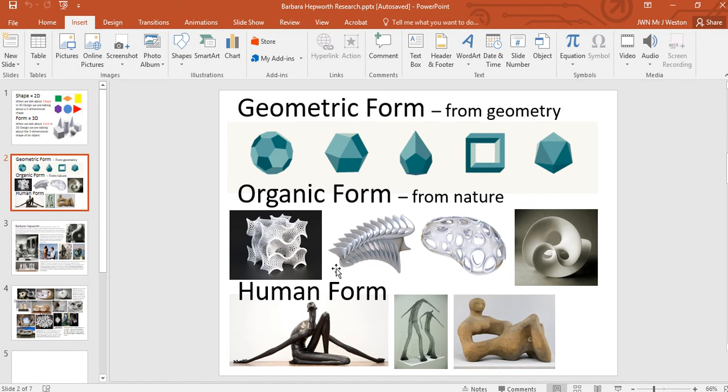And then the third common form is the human form. And obviously, you can see some sculptures here which take the human form. They're not exact replicas, they're not exact carvings of a human. They've been distorted in some way, or they are an abstract version of a human form. So we've got geometric form, organic form, and human form. Three examples of three-dimensional form.